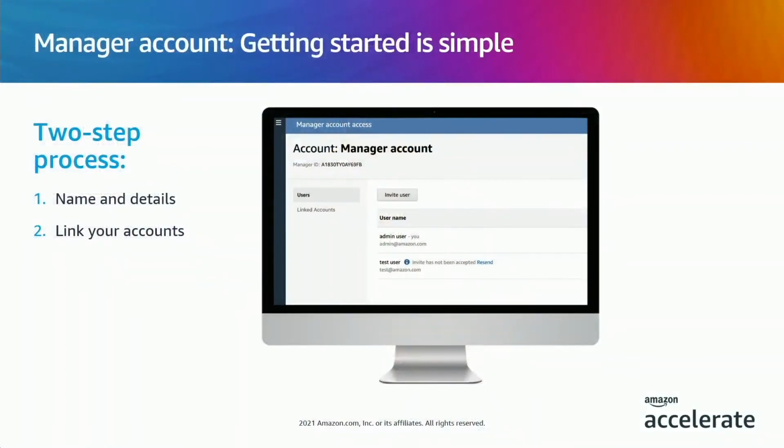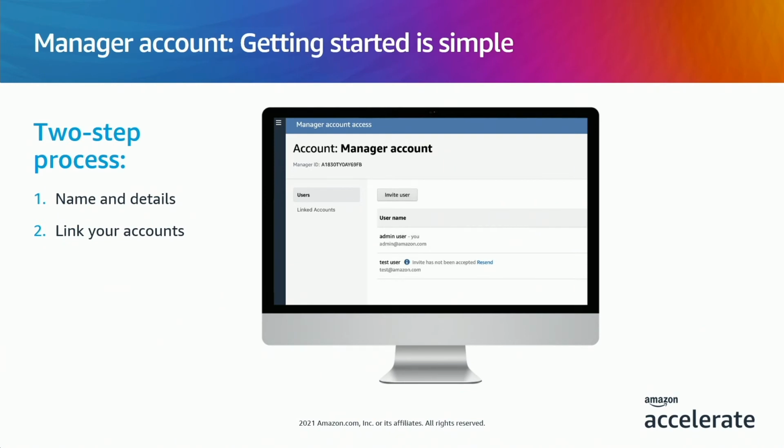Creating a manager account is self-service, available to all advertisers, and can be completed in 2 steps. In the advertising console, click your account dropdown in the header bar and select Manage Your Accounts. Enter your manager account information by giving it a name and self-identifying as either an advertiser or an agency. And finally, link all your accounts. You can do this by selecting from a pre-populated list or requesting access to an account if you don't already have access to it.